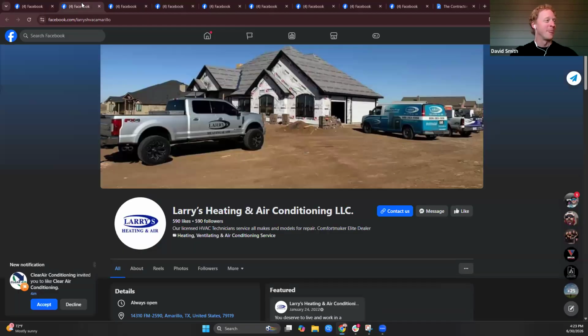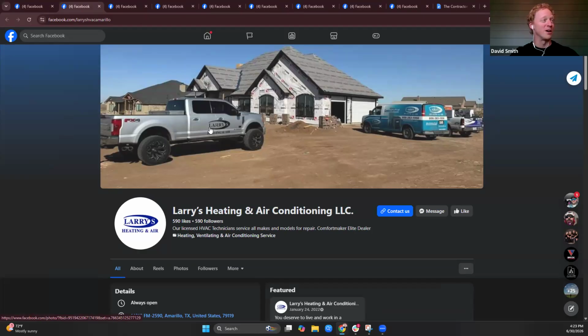Let's look at Larry's Heating and Air Conditioning. Okay, this is a little more common. I see this example a lot, where they show a picture of their truck at a job site, something they're working on. Again, they've got a few other details here in the intro section, but it's pretty short.